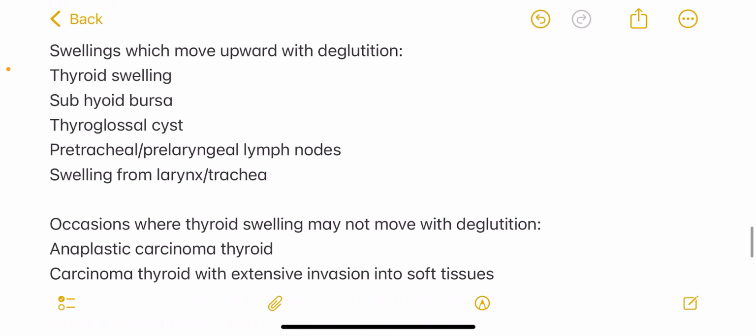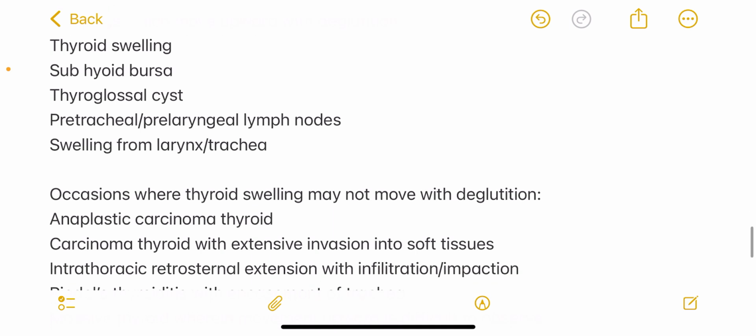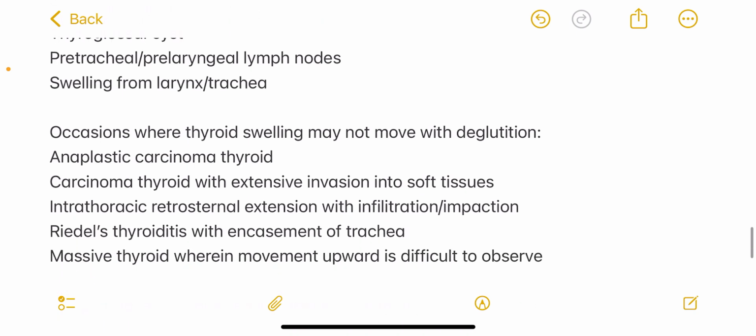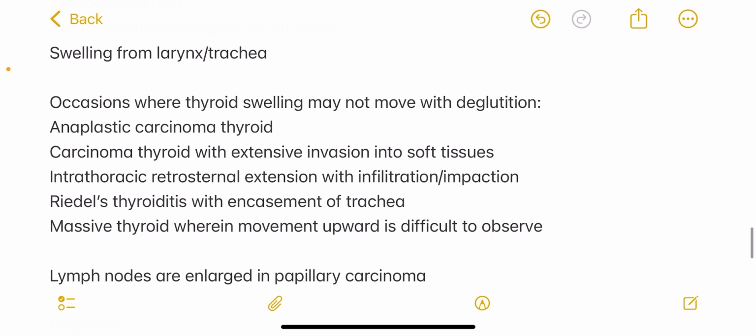Then occasions where thyroid swelling may not move with deglutition. It is seen in case of anaplastic carcinoma of the thyroid gland, and then carcinoma thyroid with extensive invasion into the soft tissues, and intrathoracic retrosternal extension with infiltration or impaction. Also Riedel's thyroiditis with encasement of the trachea, and massive thyroid wherein the movement upward is difficult to observe.